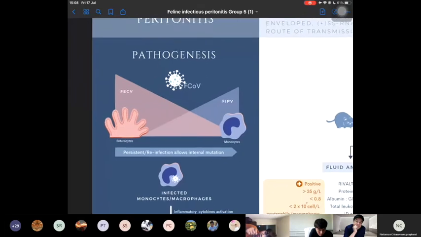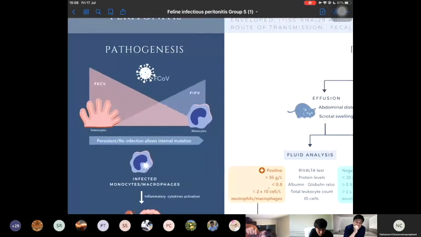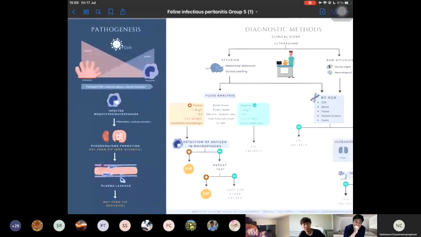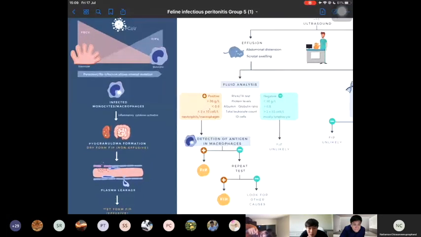Most cats have experienced the coronavirus by the route mentioned above. The virus goes through the intestines and attacks the enterocytes, causing just a mild diarrhea. And luckily, more than 90% of them resolve by themselves. But if persistent infection or reinfection happens, it allows internal mutation and can turn into the very, very dangerous version, the FIPV.